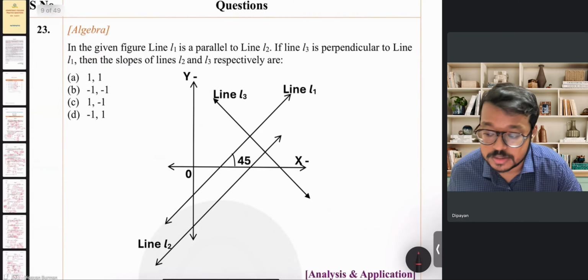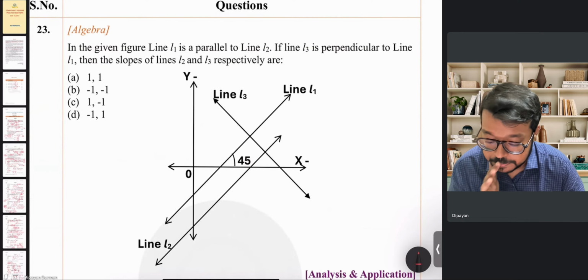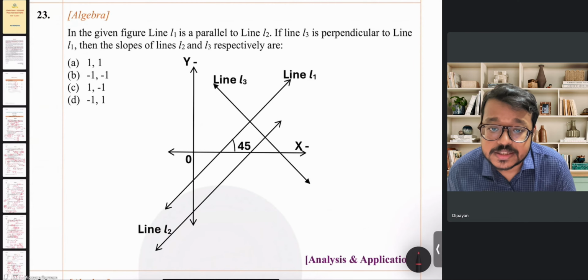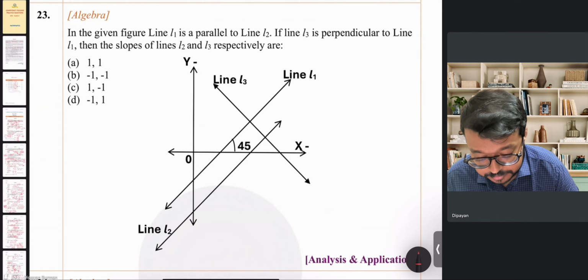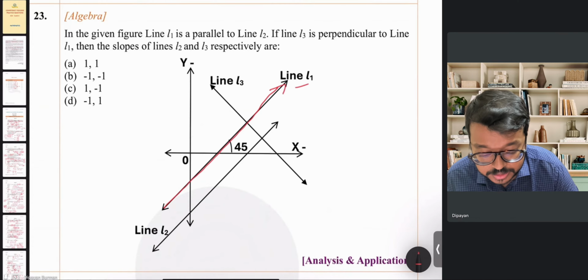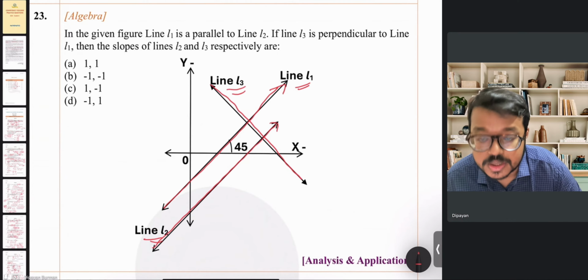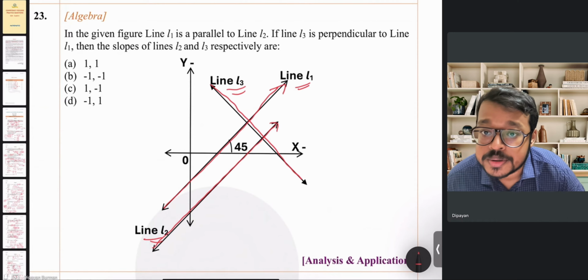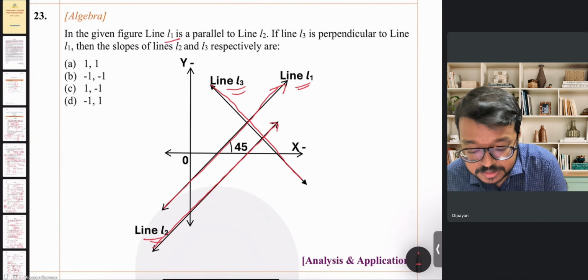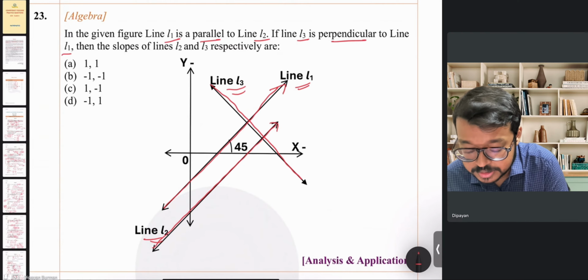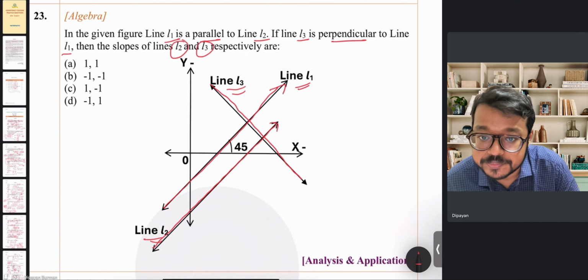Moving ahead, question number 23. Again, equation of a line. So in the figure, there are three lines given. This is L1, this is L2, and there is L3. They are talking about L1 being parallel to L2, L3 being perpendicular to L1. Then what is the slope of L2 and L3?